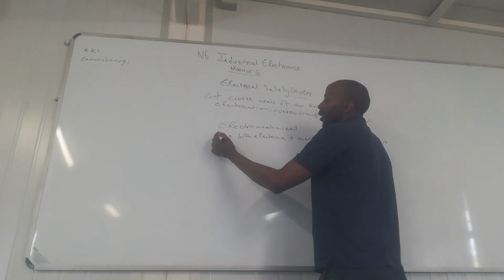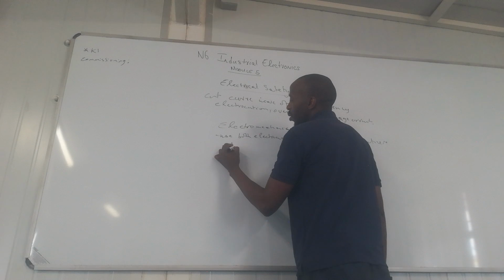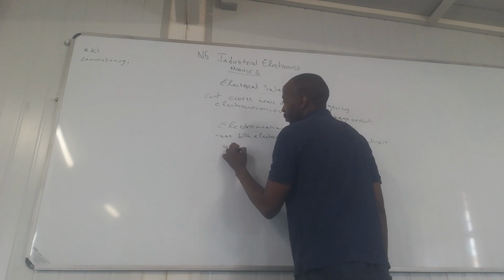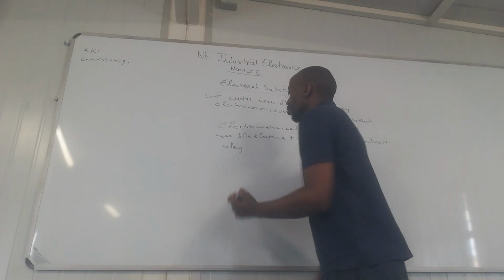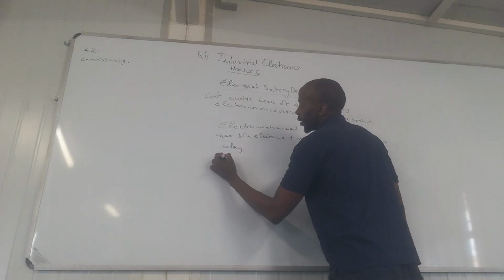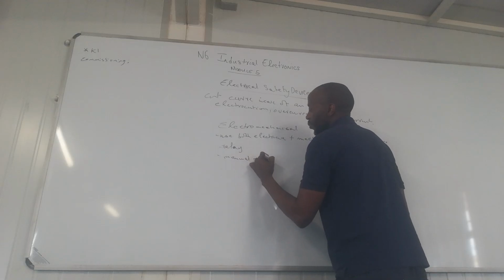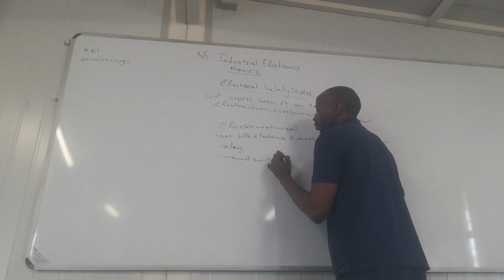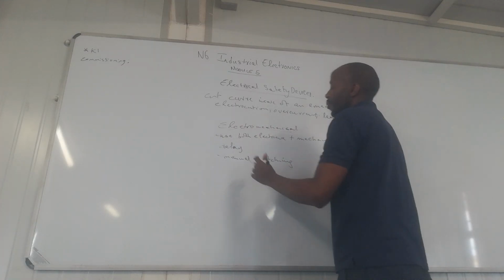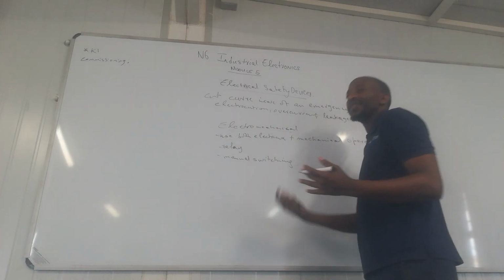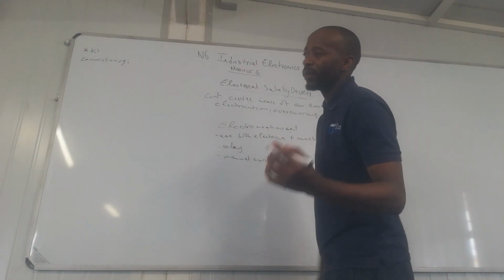Now, what are the examples of this? We have relays, and we have manual switching. These are two examples of electromechanical devices. They are mostly found in industries. We are unlikely to find them in our homes.